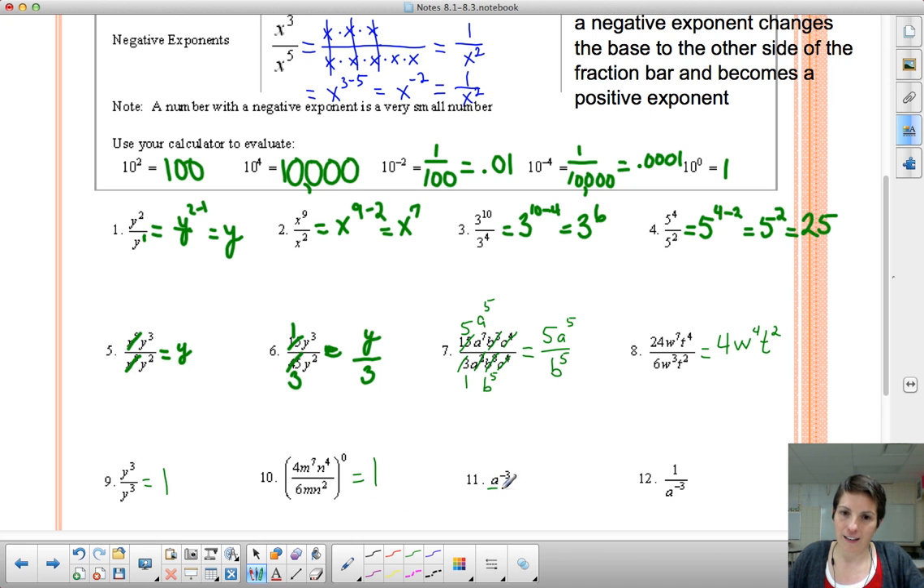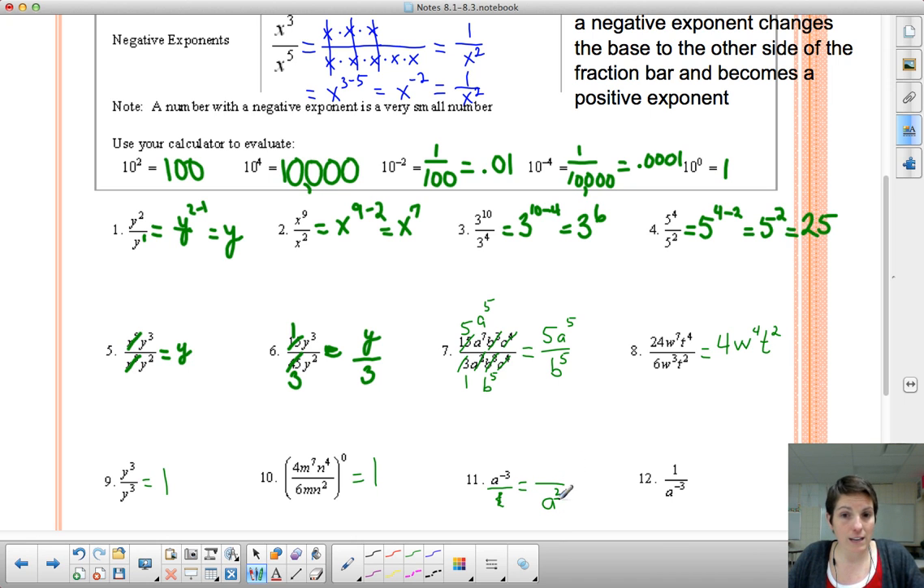Let's look at 11. A to the negative 3rd power. Sometimes when they give me a negative exponent, I find it easier to put that fraction bar in so that I can see what needs to happen. So that we know it's really over 1, but that 1's kind of invisible. So I'm going to cross it out so I know that that's an invisible 1. And in order for us to have a positive exponent, this a to the negative 3 needs to change sides of the fraction bar. So it's going to go to the denominator so that the exponent can become positive.